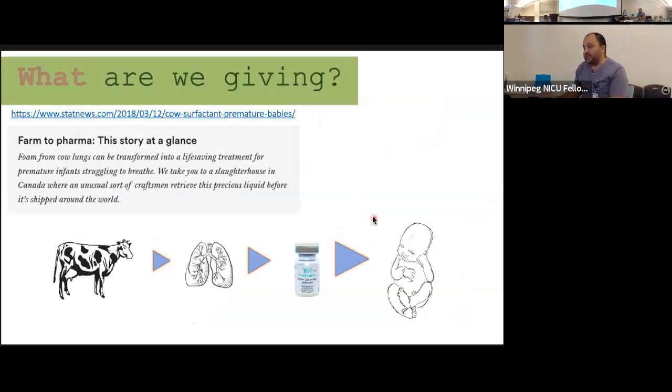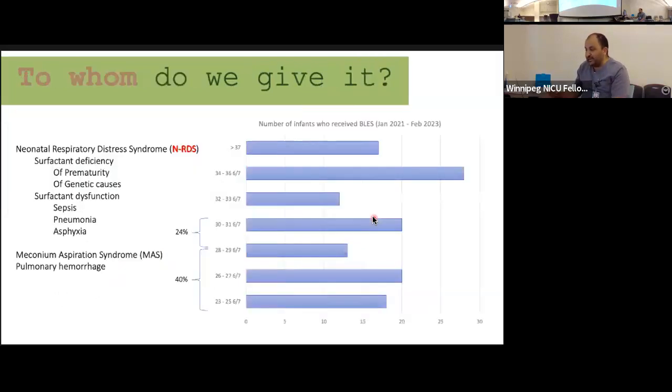As we all know, what we are using is BLES, which is bovine lung extract surfactant. It comes from farms in Ontario, being extracted and delivered to the babies. Generally, as in that info letter, it's mostly the 34 to 37 week late preterm infants who receive the highest number, because they are the highest number of our babies in the NICU. The indication for surfactant was basically neonatal RDS, but other issues related to surfactant dysfunction, like meconium aspiration, sepsis, pneumonia, asphyxia, were among the cases. And actually pulmonary hemorrhage had a good portion from repeated doses, basically.